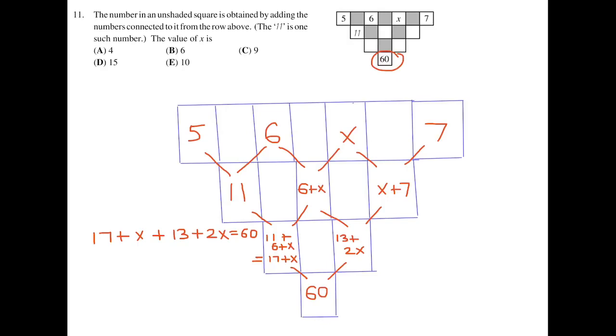So now you just solve for x. So 17 and 13 is 30. X and 2x is 3x, and that equals 60. So 3x is 60 minus 30, which is 30, and therefore x is equal to 10. So the answer here is E.